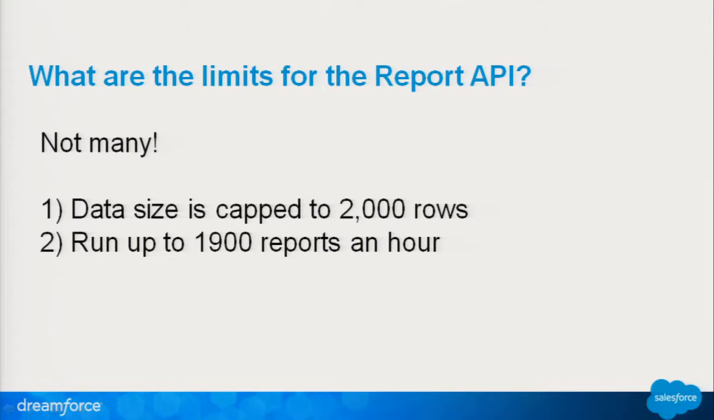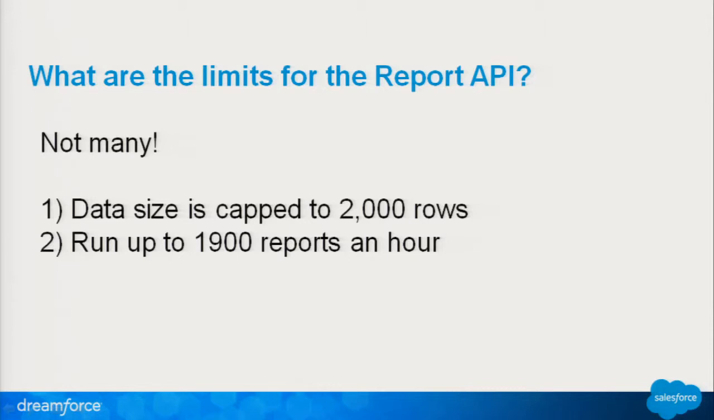Third question, most importantly, is limits. Limits are definitely something you need to think about as you're building your application and thinking about long-term architecture. We have two sets of limits in the Report API. One is the data size, which is limited to 2,000 rows. And the second one is the number of times you can call the API, which is 1,900 per hour.